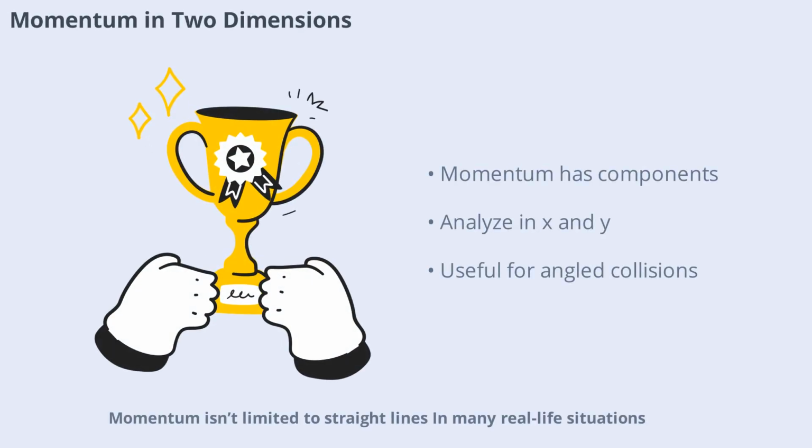Momentum isn't limited to straight lines. In many real-life situations, objects move in two or more dimensions. For example, when two ice hockey players collide at an angle, we have to consider both the x and y components of their momentum. By breaking momentum into components, we can analyze more complex collisions and predict the resulting motion.